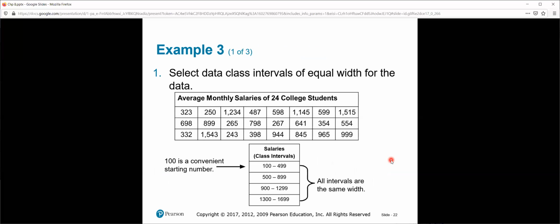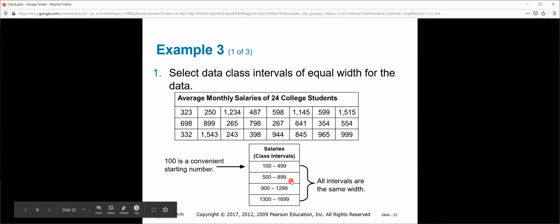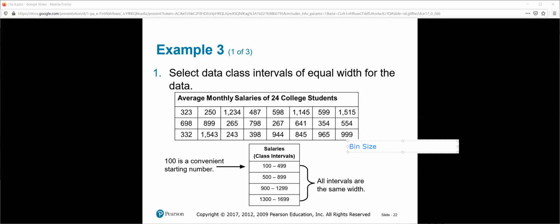They're doing 400 bins here, right? They're saying 100 to 400 being our first bin, our first box, our first interval. And then 500 to 900, essentially, 900 to 1,300, 1,300 to 1,700. So our bin size, or interval size, is about 400, 399, but we'll call it 400, right? That's our bin size. Each of these bins is of equal size, so I can make a histogram then.